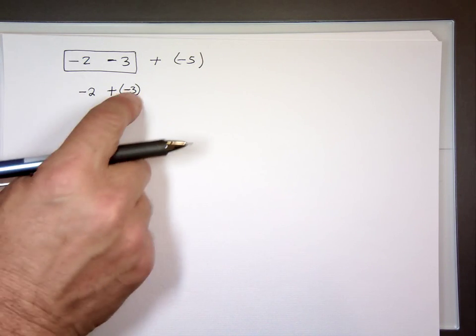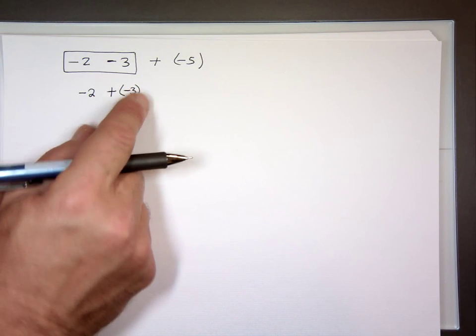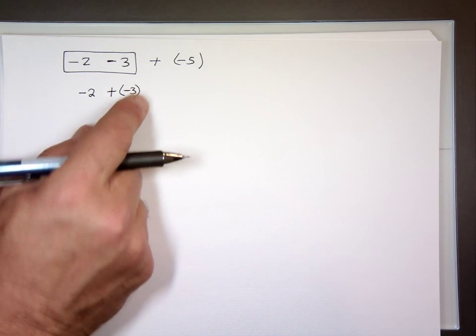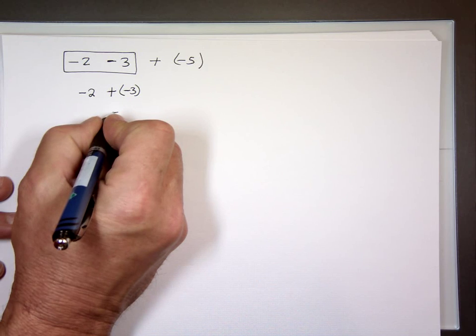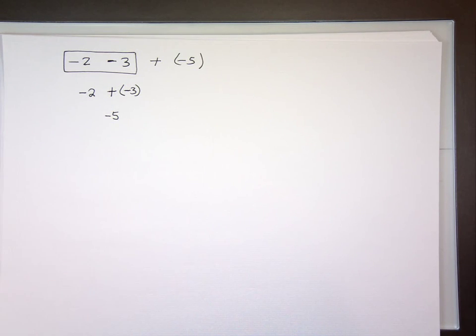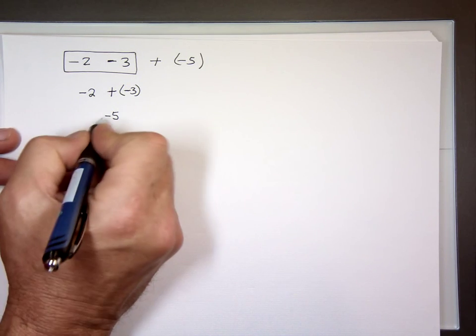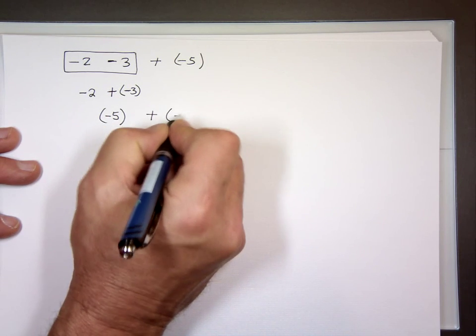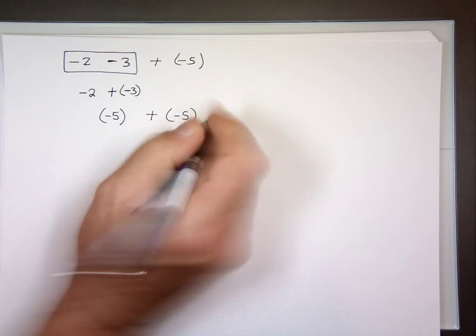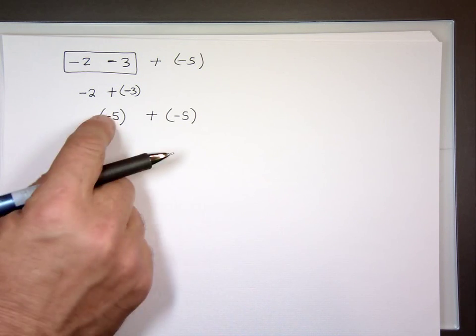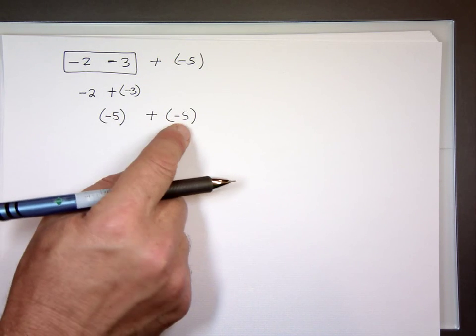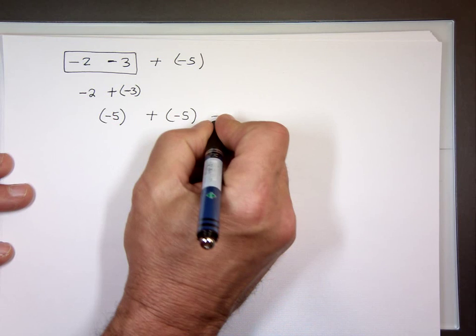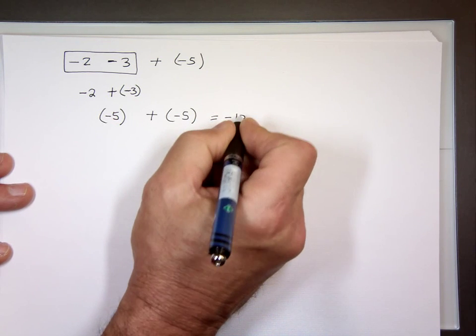Are these two numbers the same sign or different signs? Same sign, we add them and keep the sign. That's a negative 5, plus a negative 5. Let's write the rest of the problem. Are these numbers the same sign or different signs? Add them and keep the sign. Negative 10.